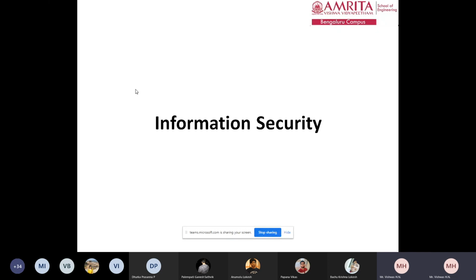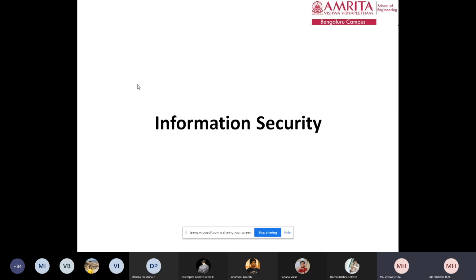Those three major security aspects are confidentiality, authentication, and integrity. So in today's class, we will try to understand what these three are, how they are different, and what the technologies involved are to achieve these three aspects of security for any kind of communication. That's what we'll be discussing today.